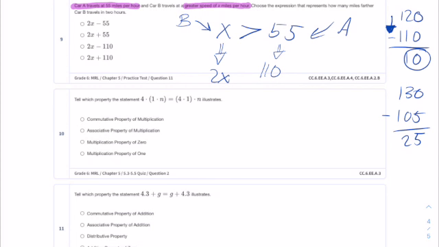So car B goes 2x miles and car A goes 55 times 2, which is 110 miles. So we subtract there, 2x minus 110, so that would be this as the answer.